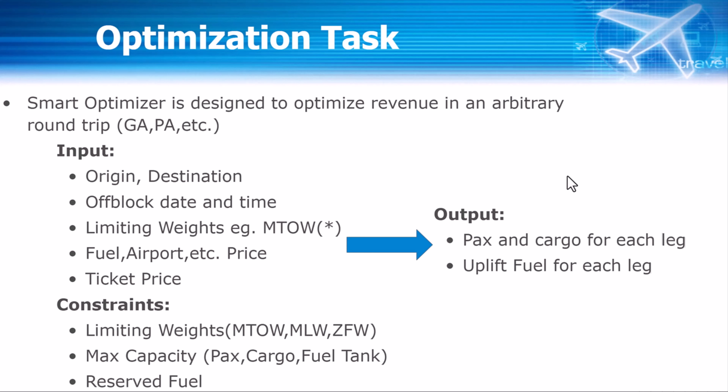So what are our inputs? What are our variables? The origin and destination, of course, the off block and flight time, and limitation weights, which are very important, such as maximum takeoff weights. Some of the limitation weights are fixed, or at least almost fixed, such as maximum landing weight, maximum passenger seats, maximum cargo, or some limitation like this. But some of them, such as maximum takeoff weight, are variable during the year.